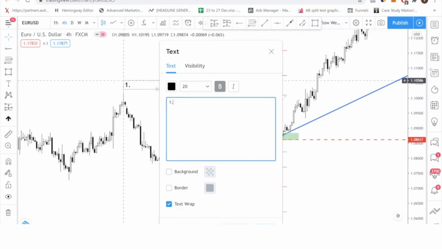Step 1 is draw trend line. Step number 2 is Fibonacci retracement level, so you can focus on the 0.618 or the 0.76 level. And number 3 is that you look at market structure. So this is a very simple strategy, step by step for you. These are the 3 steps that you need to do.